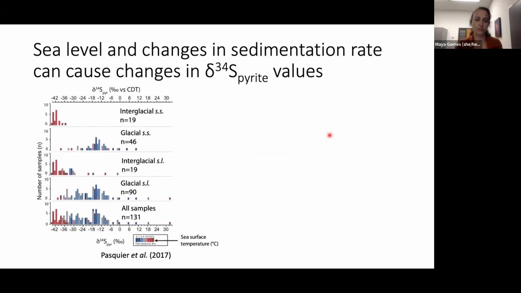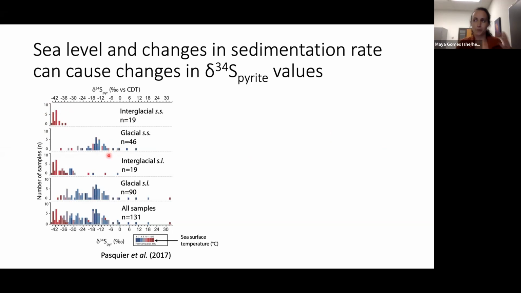So this is a study from the Gulf of Lion, where they showed that during interglacial periods, when it was a deeper water environment, you had low sulfur isotope values, whereas during glacial periods, sea level was lower, and so sulfur isotope values were higher, likely because of higher sedimentation rates, but also it could have to do with organic matter. So the organic matter in nearshore environments is more easily degradable, and so therefore you might have higher fractionations, higher rates of sulfate reduction and lower fractionations, which would drive your sulfur isotope values higher.